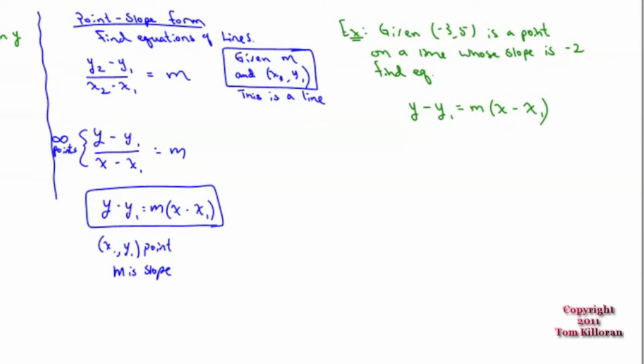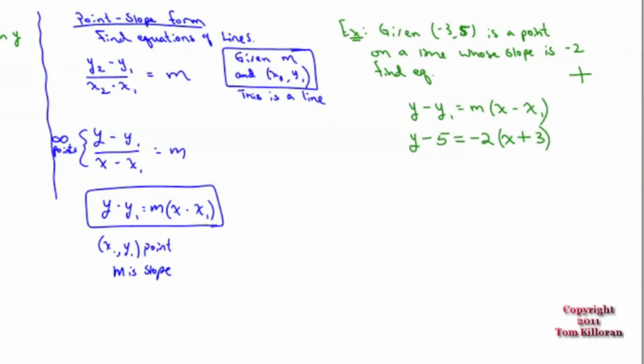All right, so y is a variable. Leave it alone. y sub 1 is what? It's this 5, the y-coordinate of the point. So it's going to be y minus 5 is equal to m, which is negative 2, times x minus negative 3. If you do x minus a negative 3, that turns into plus 3. I like doing minus negative, that way it automatically turns into a plus.